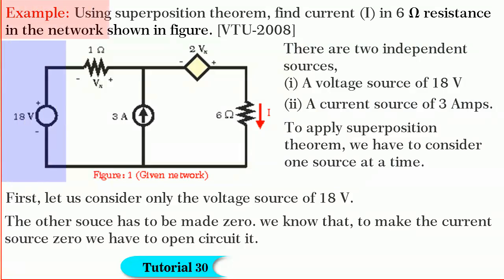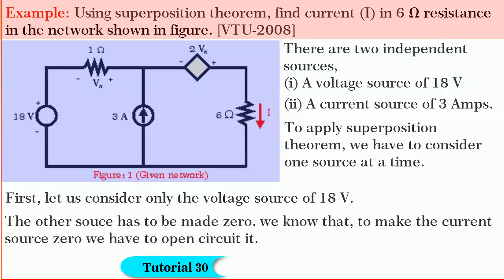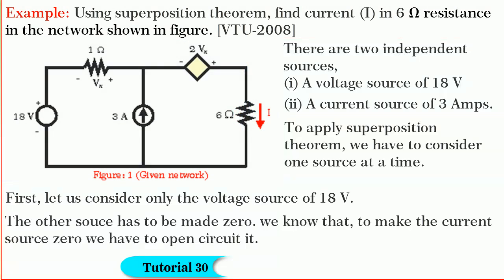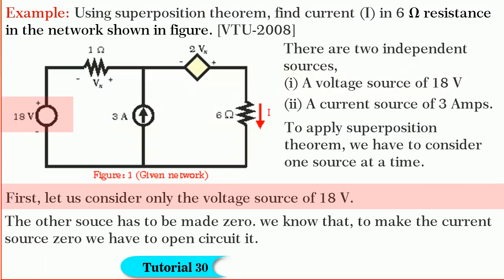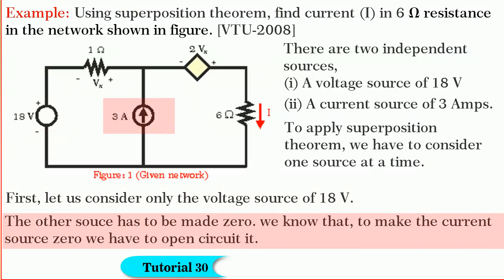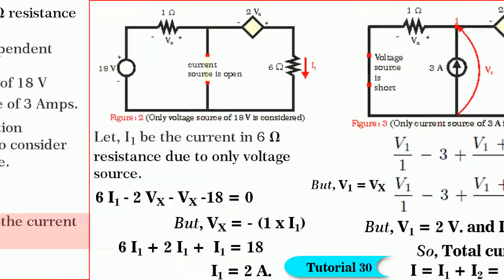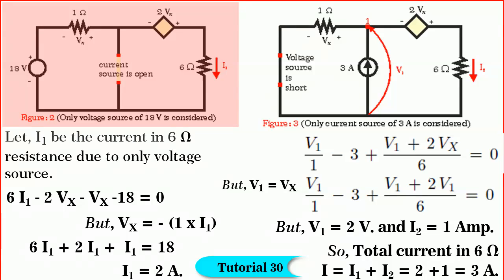Friends, consider the network shown in the figure. We are required to find the current in the 6 ohm resistance using superposition theorem. Observe the network carefully. There are two independent sources, one a voltage source of 18 volts and the other a current source of 3 amperes. To apply superposition theorem, we have to consider one source at a time. So, first let us consider the voltage source of 18 volts. The other source has to be made 0. We know that to make the current source 0, we have to open circuit it as shown in figure 2.